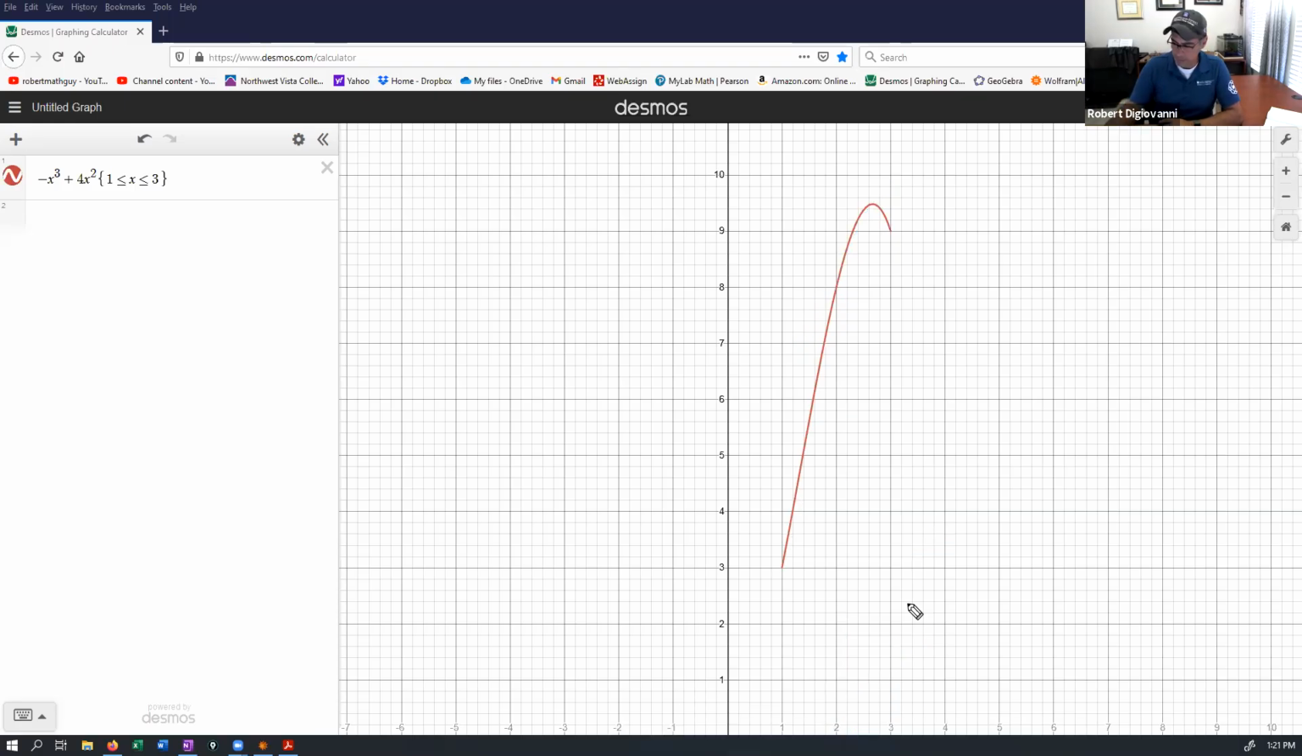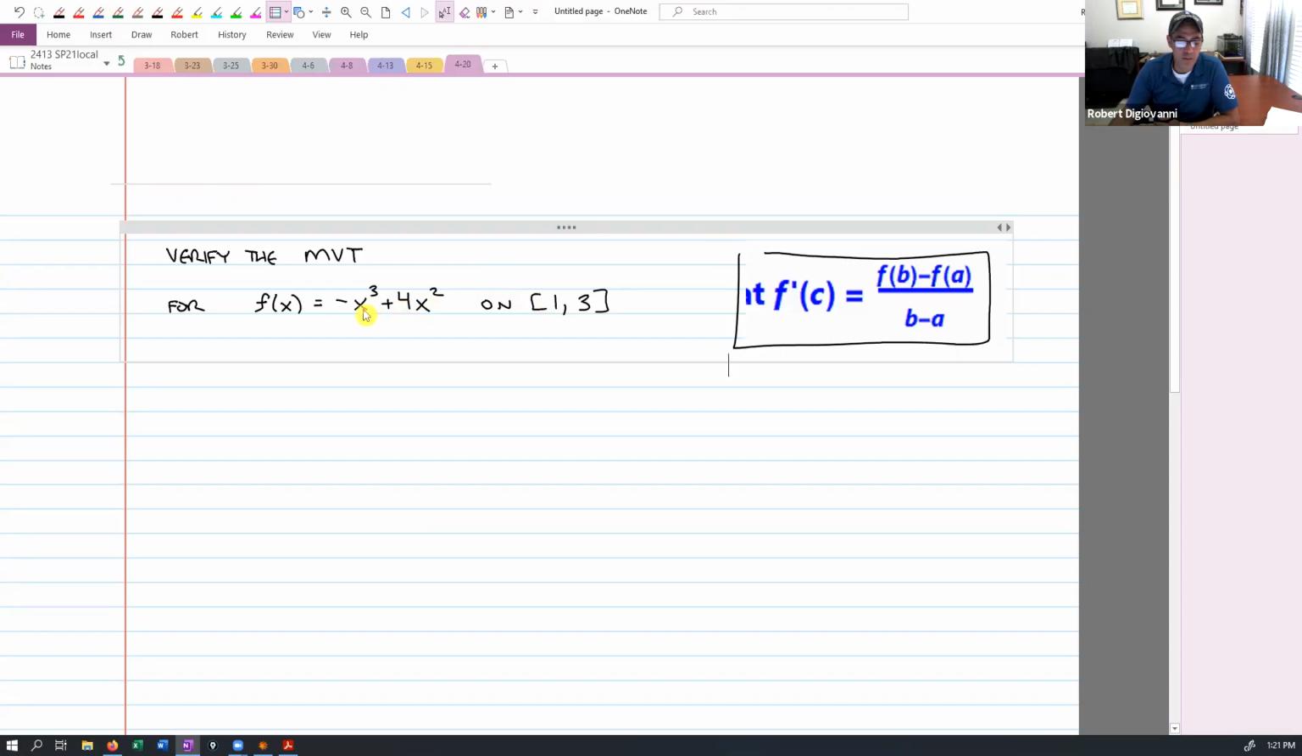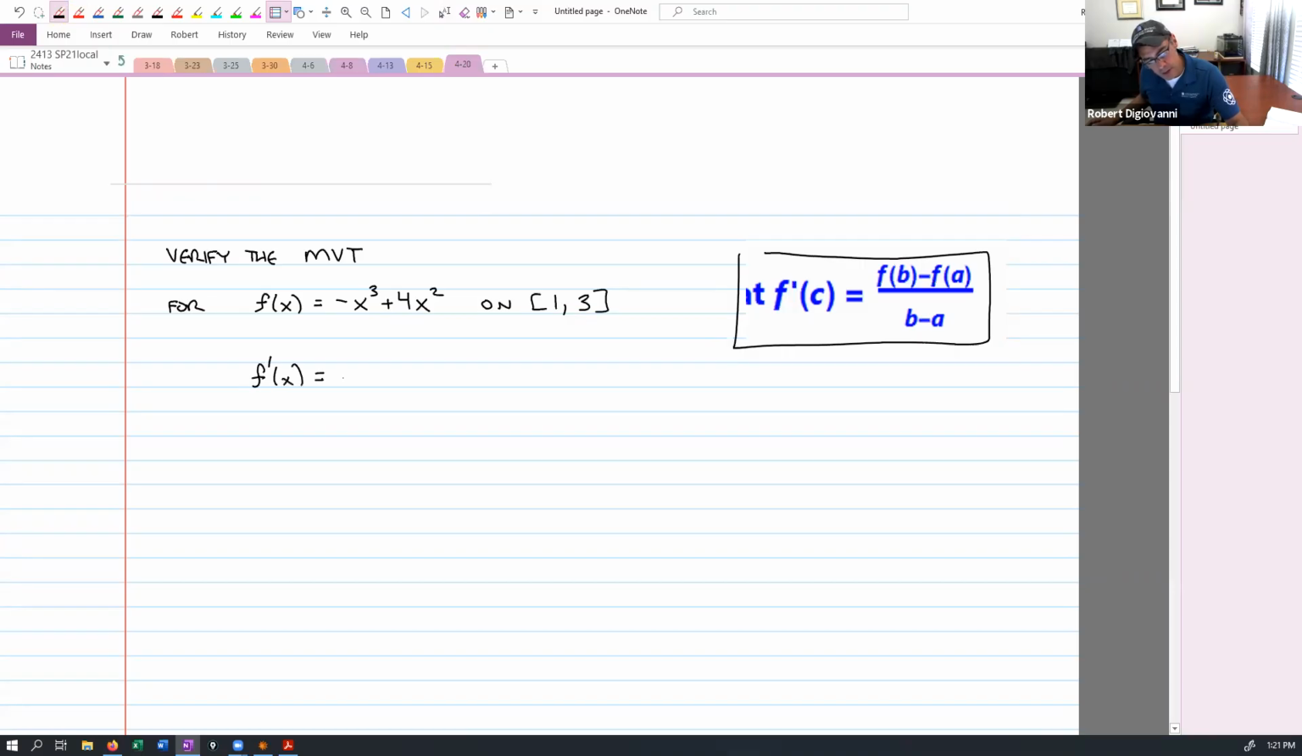Okay, so let's do it. Let's make sure we understand a few things. For the mean value theorem to work, we have to have a continuous function on a closed interval. So is this a continuous function? Yes, because it's a polynomial. All polynomials are continuous. Here's a closed interval. Let's take its derivative because we're going to need the derivative to use the theorem. The derivative of this is negative 3x squared plus 8x.